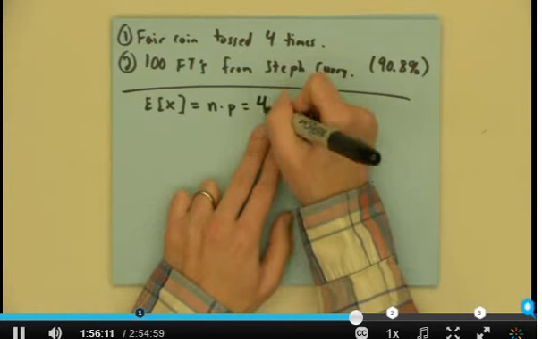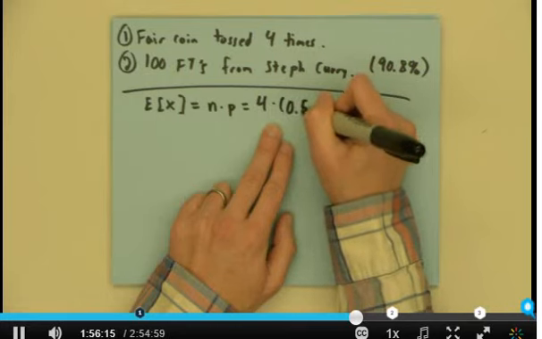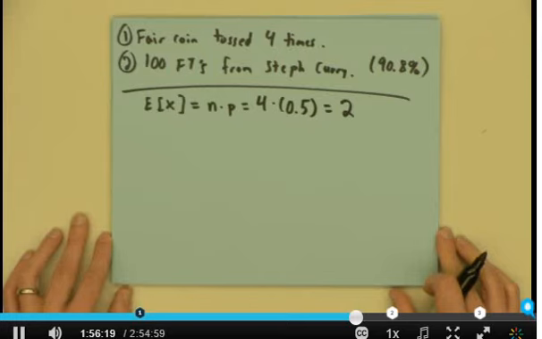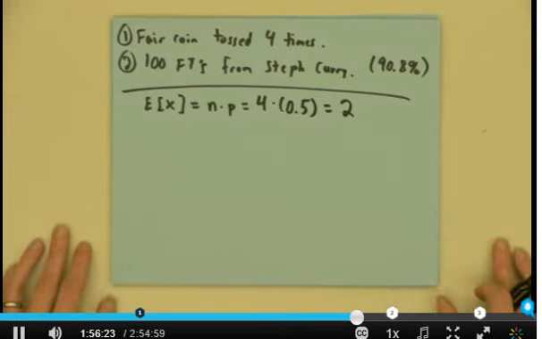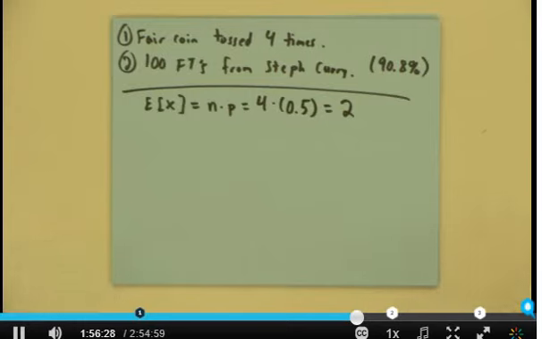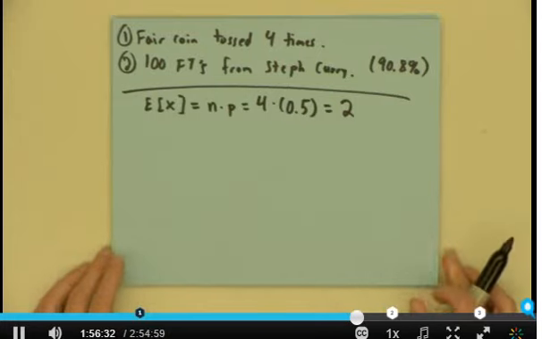It would be 4. And my success rate is 0.5. So not surprisingly, if I toss a fair coin 4 times, I expect on average to have 2 heads and 2 tails. I do this over and over and over again. In the long run, this would be the average outcome.